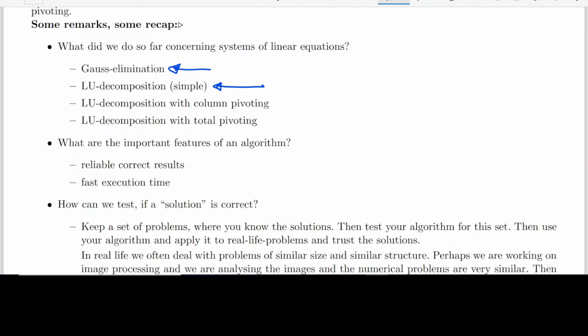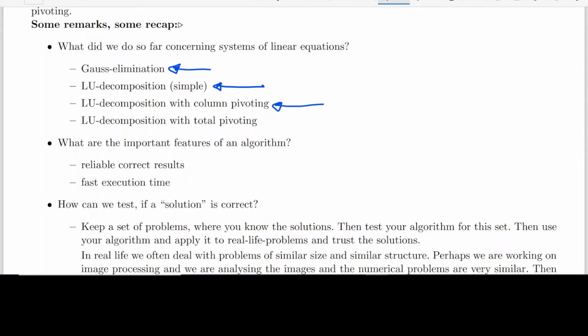Then we learned that there are problems if the entry at the top left is close to 0, and then we found out that we have to look for the largest entry in the first column and exchange that row with the first row, and then use the entry at the top left to kill the entries below to make them 0. And so we had LU decomposition with column pivoting.